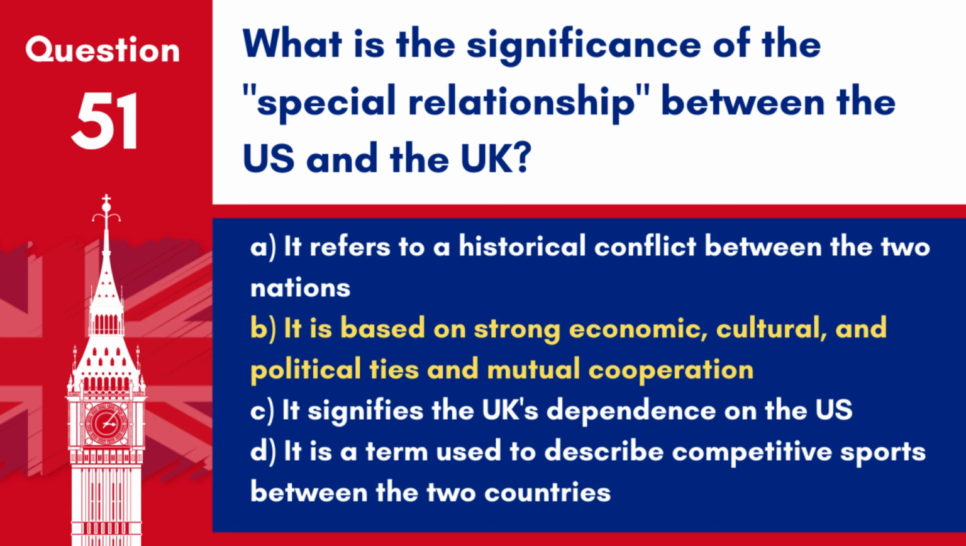Answer B. It is based on strong economic, cultural and political ties and mutual cooperation. The special relationship between the US and the UK is a term used to describe their close alliance and strong bilateral cooperation on various global issues rooted in shared history and values.